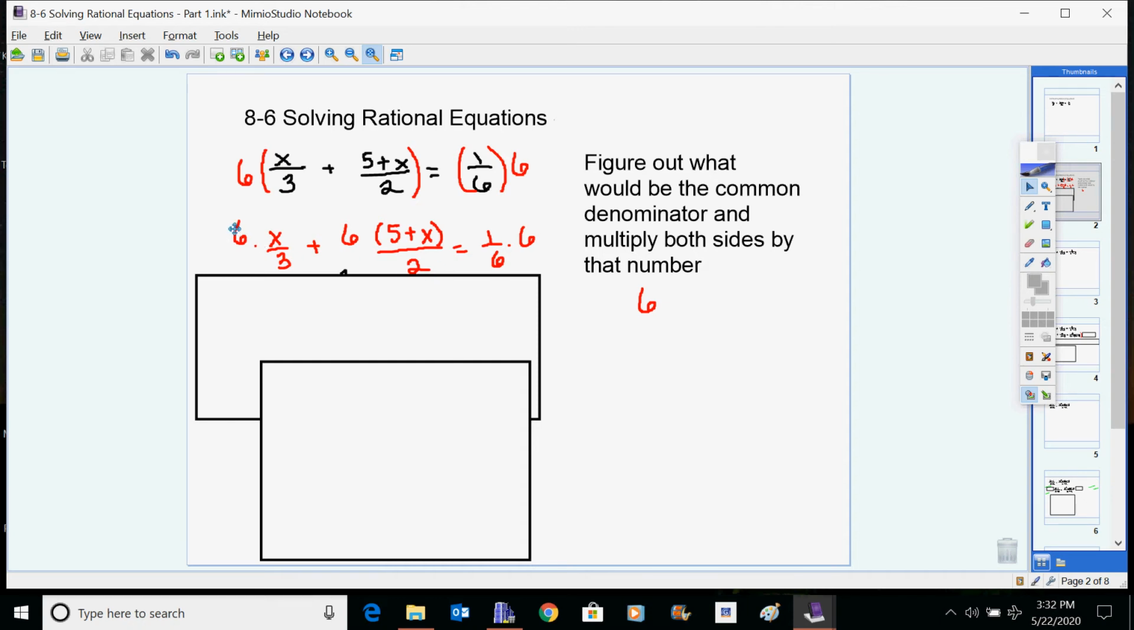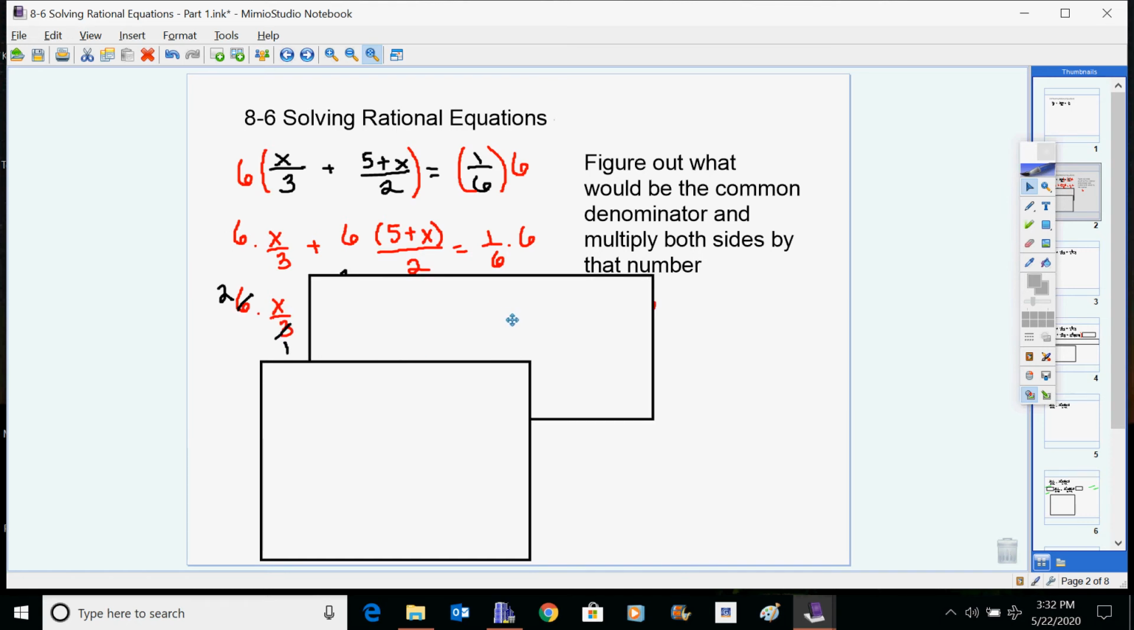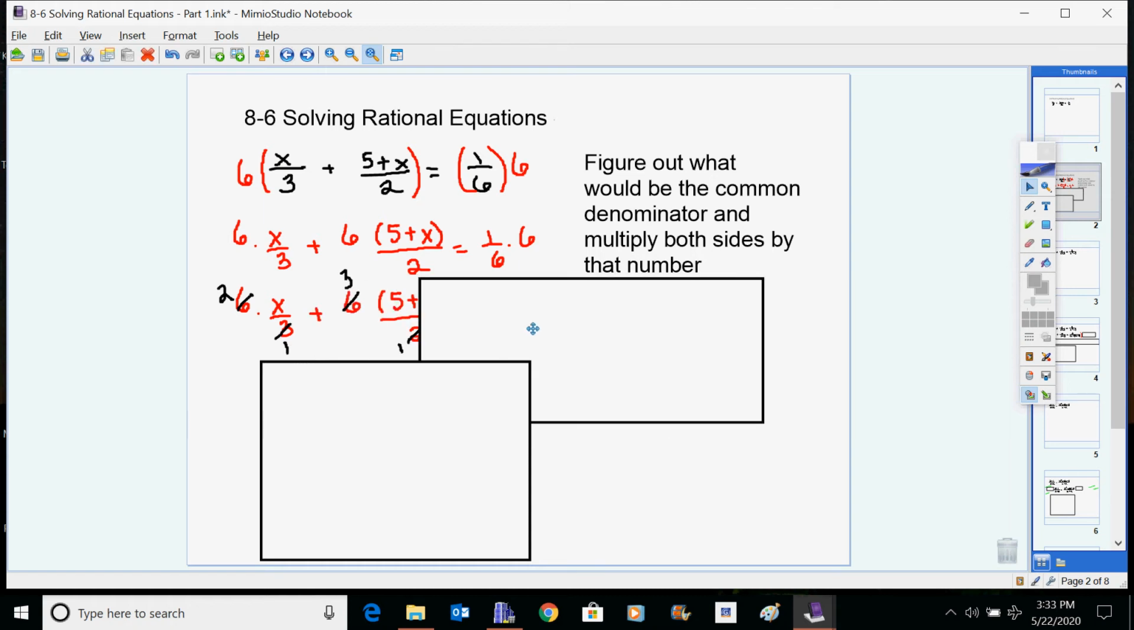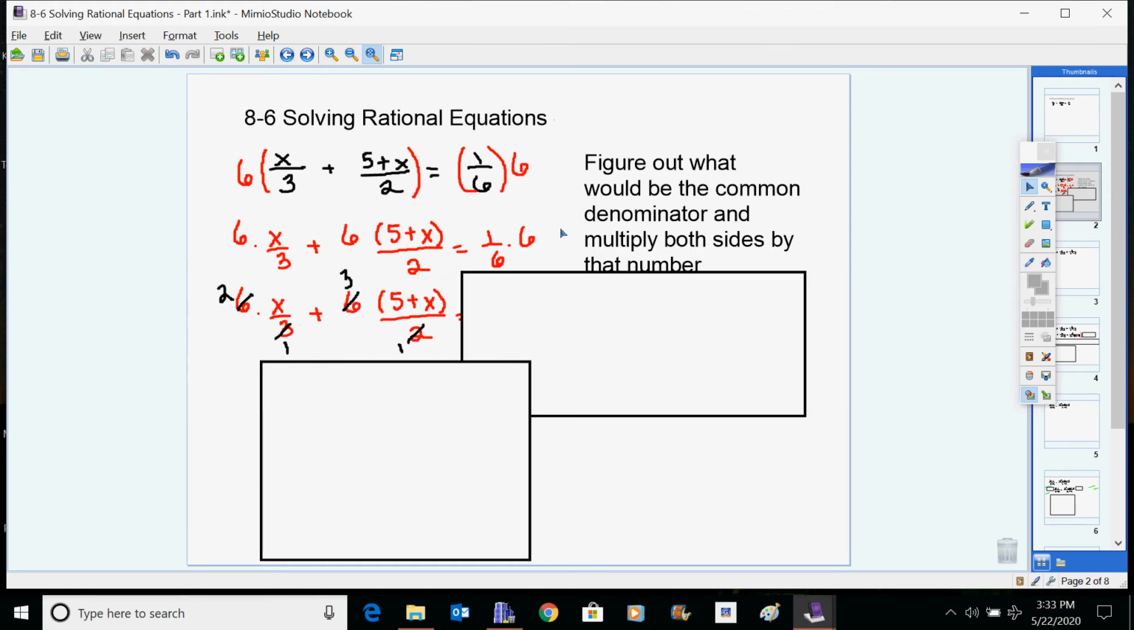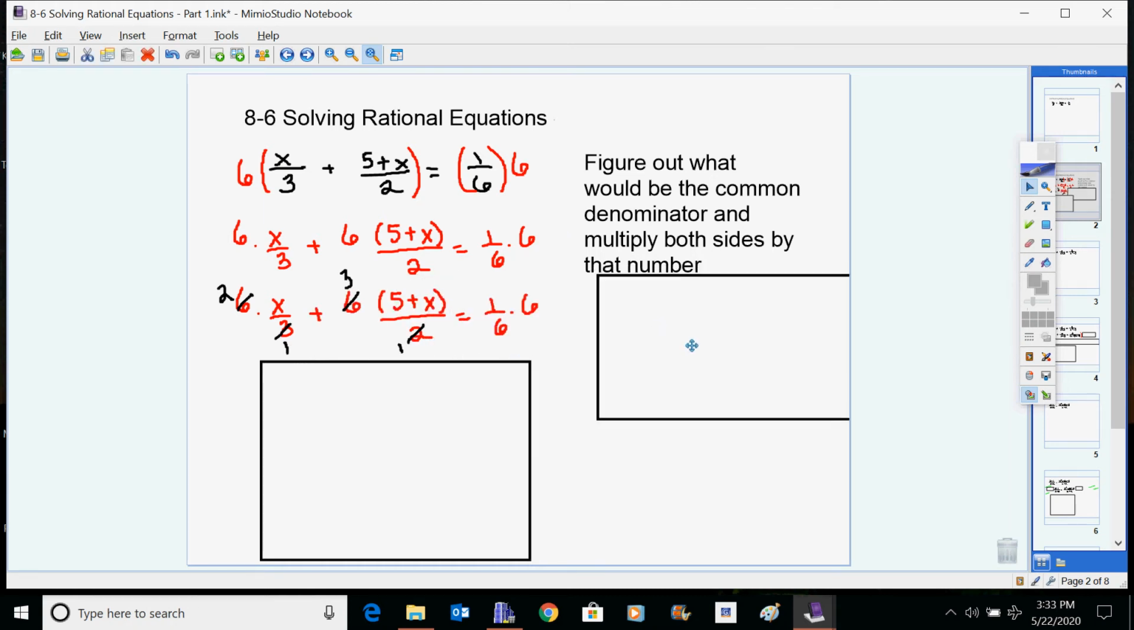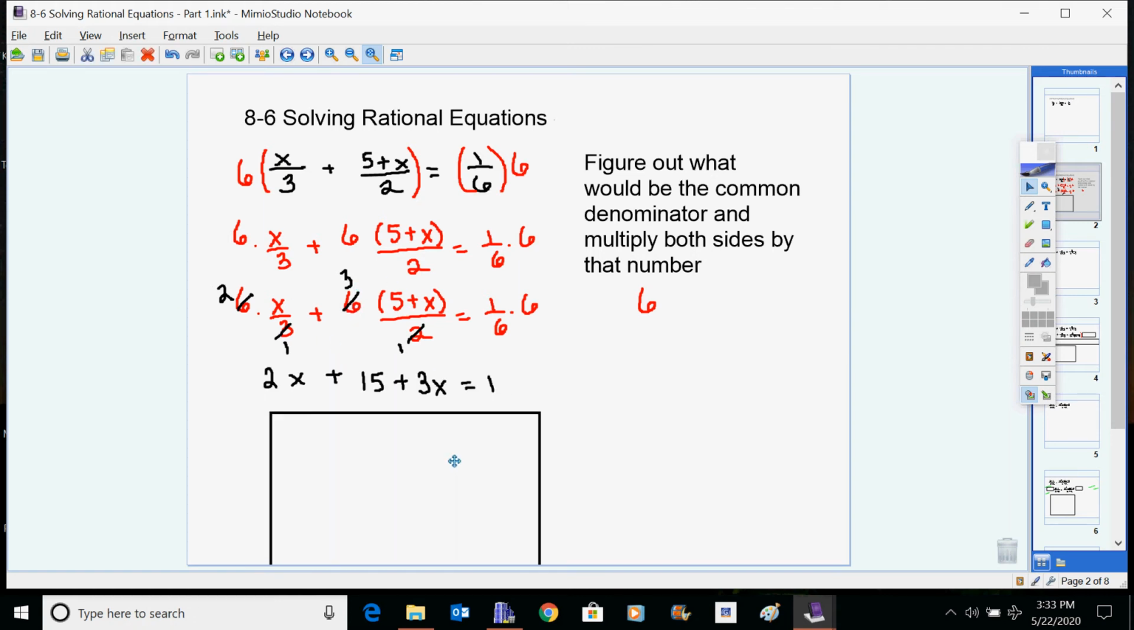Because look at this. The 6 and the 3 will cancel out and turn into a 2 and a 1. The 6 and the 2 will cancel out and turn into a 3 and a 1. And the 6 and the 6 will cancel out and we'll end up with just a 1. So what happens, then you multiply. 2 times x is 2x. This is 15 plus 3x. And then finally this part is 1.